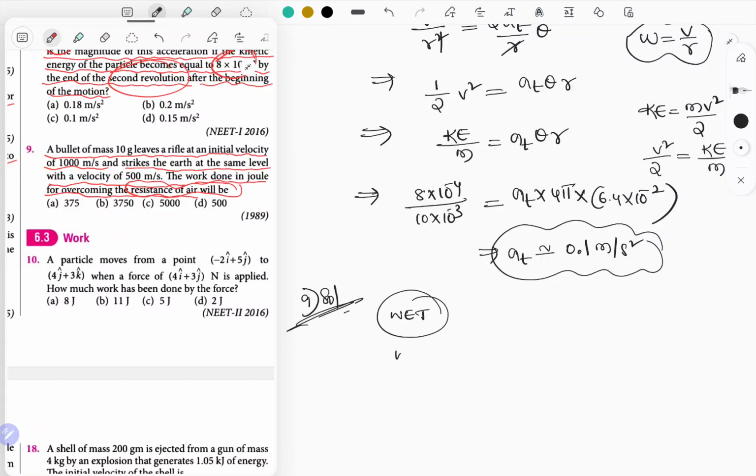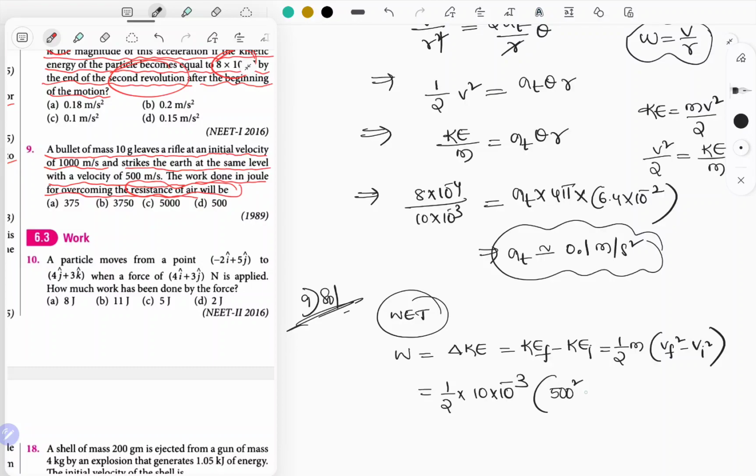So what is the work energy theorem? Work done by all the forces is equal to change in kinetic energy, which is equal to final kinetic energy minus initial kinetic energy, which can be written as 1 by 2 into m, which is constant, into v final square minus v initial square. So 1 by 2 into the mass of this particle, 10 grams, which is 10 into 10 power minus 3, into 500 square minus 1000 square.